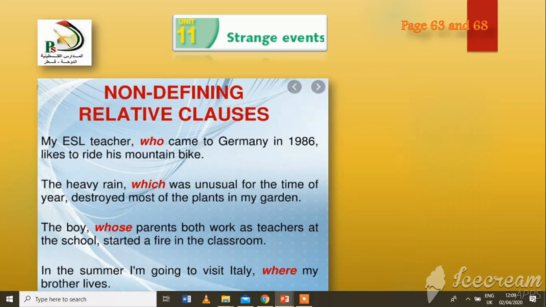Let's take some more examples. My ESL teacher, who came to Germany in 1986, likes to ride his mountain bike. Again, unnecessary. The heavy rain, which was unusual for the time of the year, destroyed most of the plants in my garden. The sentence is complete without that part. The boy, whose parents both work as teachers at the school, started a fire in the classroom. Now here, look at the non-defining relative clause. It doesn't matter because the sentence is complete.